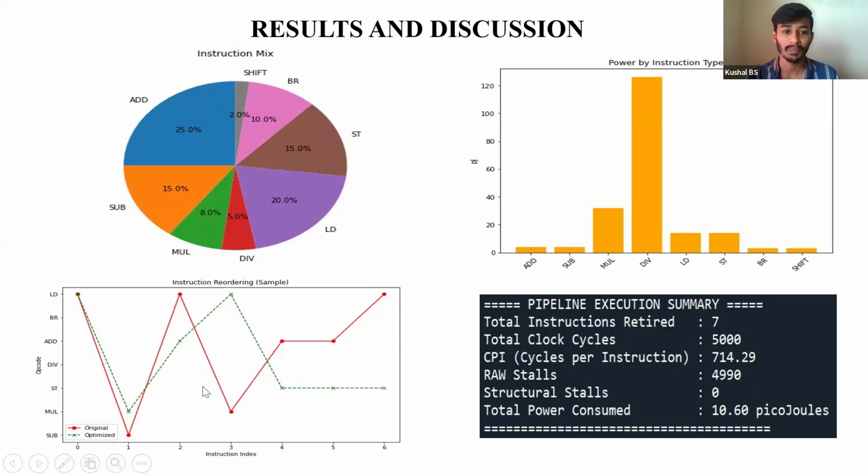This is the reordering using Q-learning. The dotted line shows the optimized reordering, and the normal line shows the original ordering. Here we get the pipeline execution summary. It shows the total instructions executed, the total clock cycles, the cycles per instruction, the RAW stalls, the structural stalls, and the total execution.